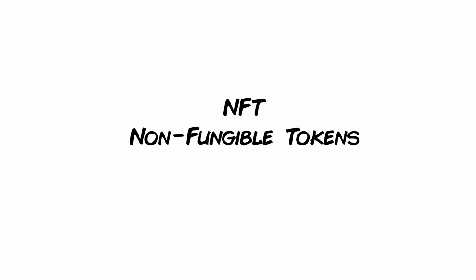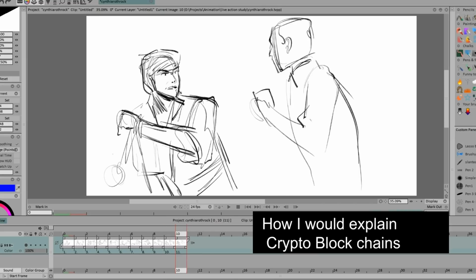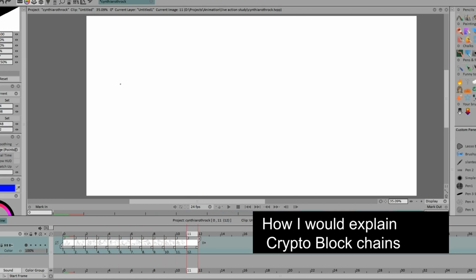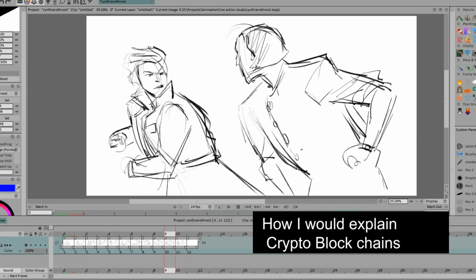NFT stands for non-fungible tokens, and I'll get to that soon because it's kind of hard to explain that concept without understanding cryptocurrency and how the blockchain works. Because that's what cryptocurrency and NFT art works on. So let's talk about the blockchain, and this is how I would explain it.